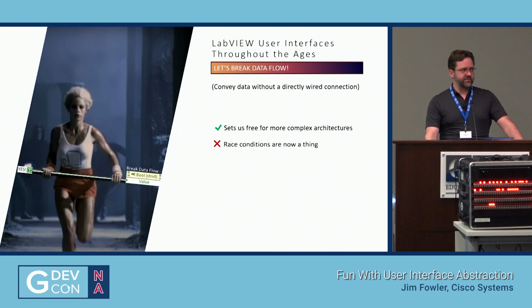So let's break data flow. It's high time. The way that I understand data flow is you have to follow one wire to exactly where it needs to go, and the data does not. I'm not explaining this well. Here's what it's not: you can convey data without a directly wired connection. Local variables let us do that, for instance. It sets us free to make some more complex architectures, and race conditions are now a thing.